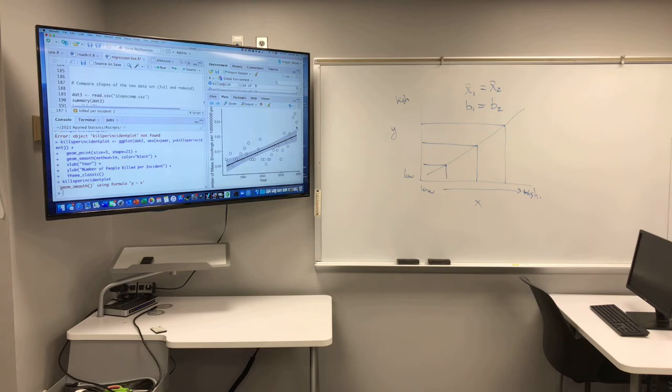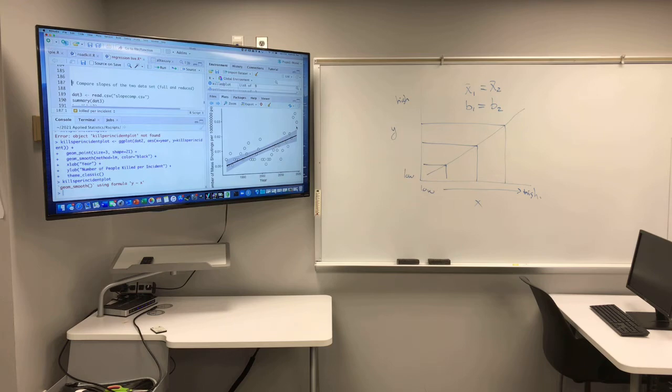If we create a data frame that contains the data set in its full form and the data set in its reduced form, we should be able to test to see whether or not this change in slope from this to this, whether those two slopes are different. Now, chances are they're not going to be different because the actual values of the slopes are still very similar, but we can actually run the test to see if they are significantly different from one another.